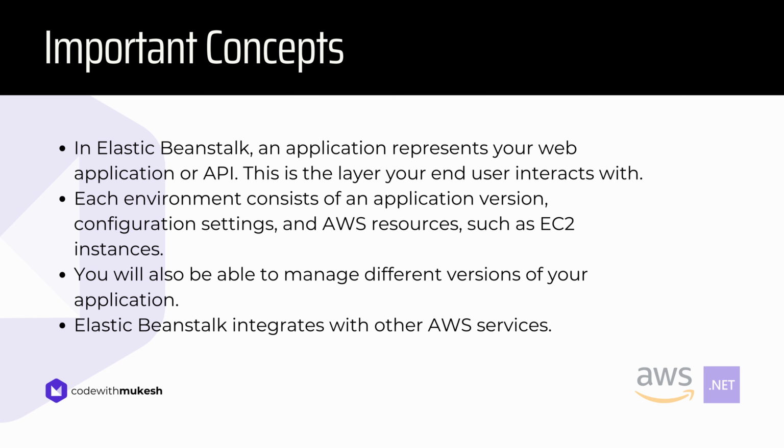Let's also go through a few concepts around this AWS service, like application, environment, versioning, tiers, and integration. In Elastic Beanstalk, an application represents your web application or API. This is the layer your end user will be interacting with. So each of the environments that we create consists of an application version, configuration settings, and AWS resources such as EC2 instances, load balancers, and everything that is necessary to run your application.